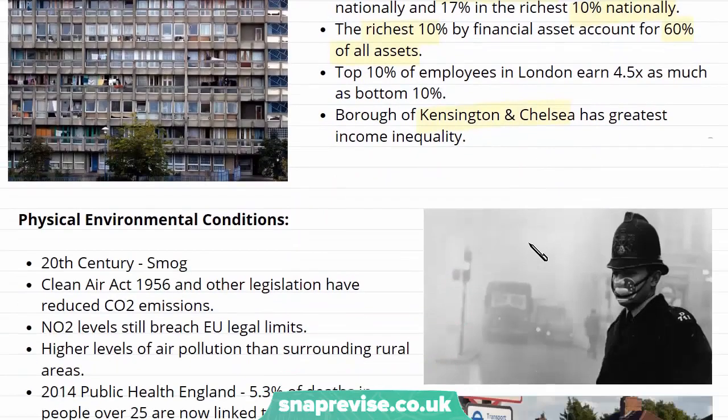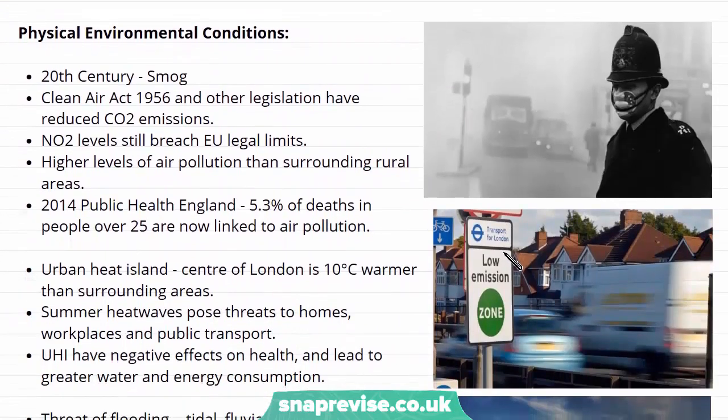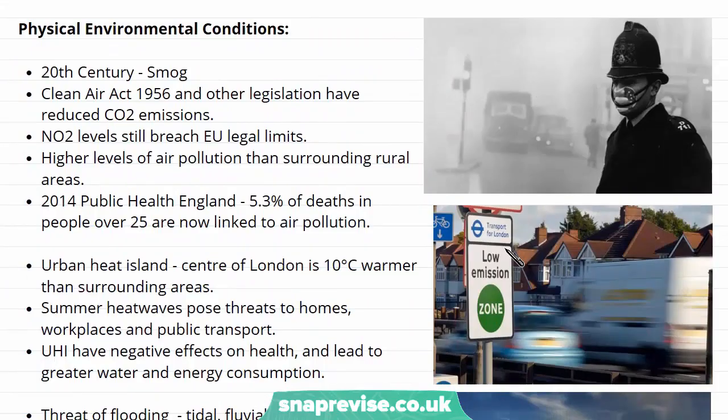Now looking at some of the physical environmental conditions in London. London was very much famous for its smog. So this is a mixture of smoke and fog, which creates these sort of conditions, and they're very bad for your health. So London is often renowned to be called the Big Smoke because of this.